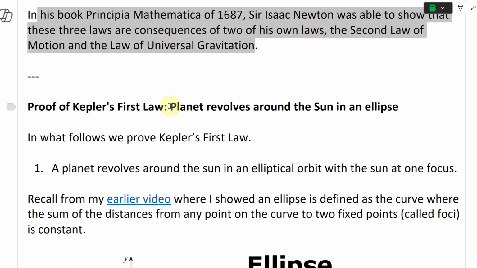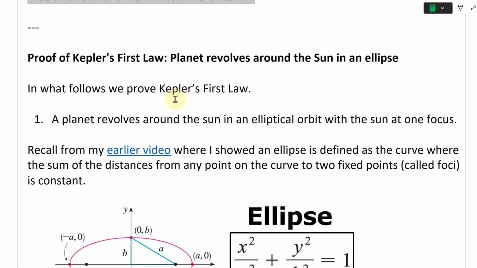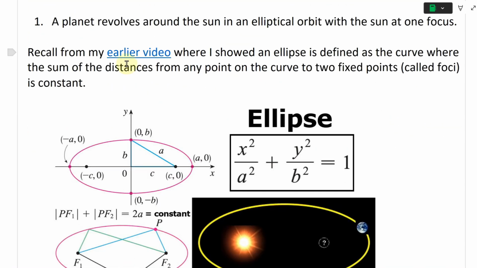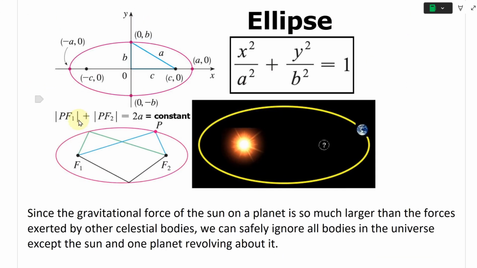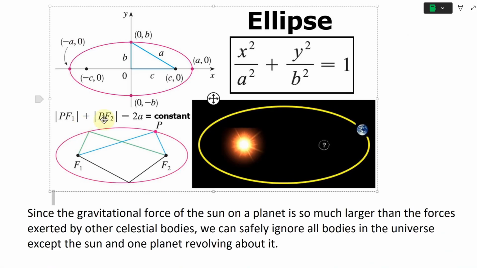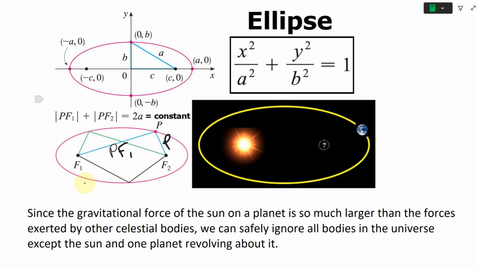Proof of Kepler's first law: a planet revolves around the sun in an ellipse. In what follows, we prove Kepler's first law. Law 1: a planet revolves around the sun in an elliptical orbit with the sun at one focus. Now recall from my earlier video that an ellipse is defined as the curve where the sum of distances from any point on the curve to two fixed points called foci, plural, and focus for singular, is constant. So all these distances, PF1 plus PF2, are constant.